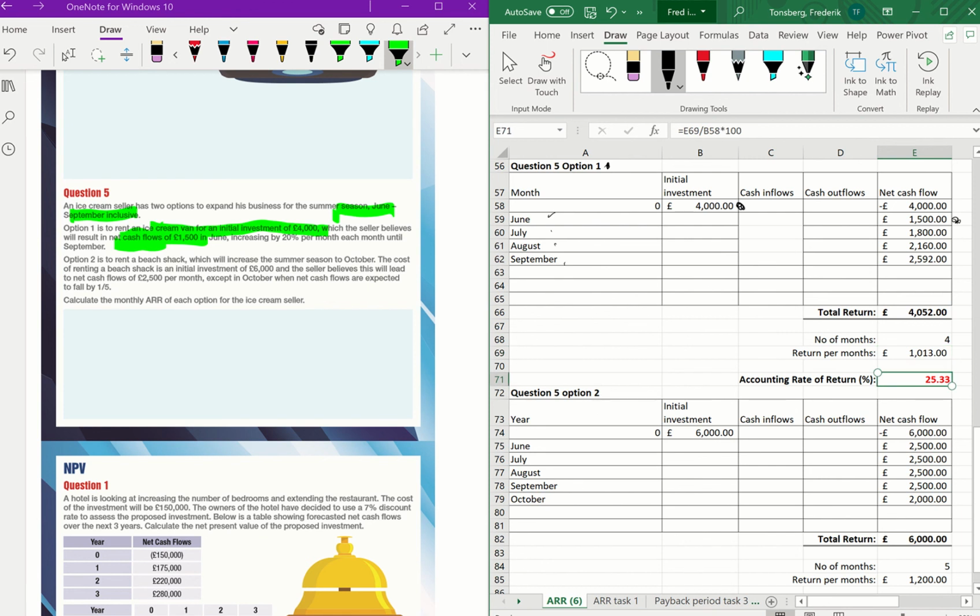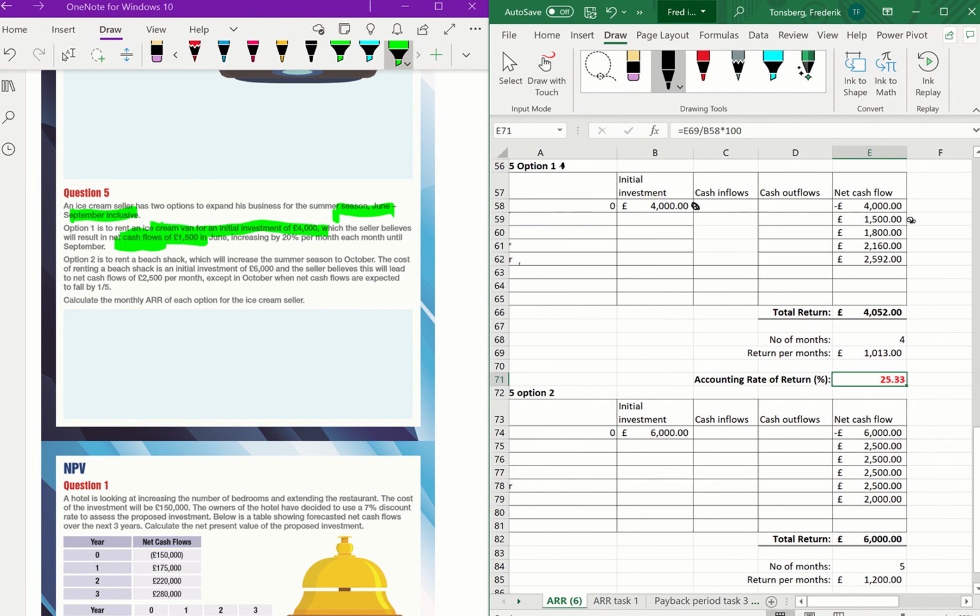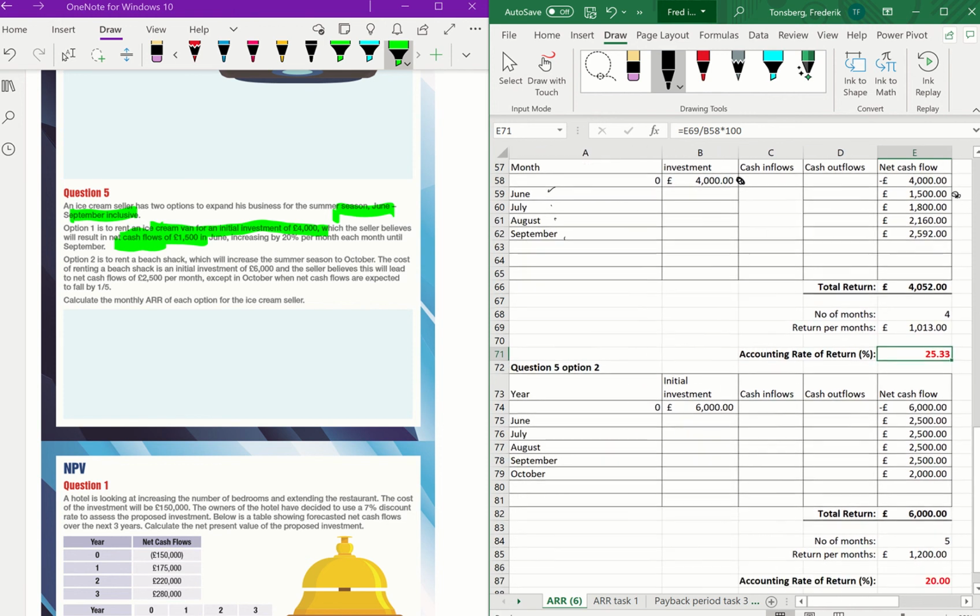And the accounting rate of return is then 1,013 divided by the initial investment of 4,000 pounds and times by 100 to make it a percentage, and that gives us 25% return. Is that any good? Well, let's look at option 2.